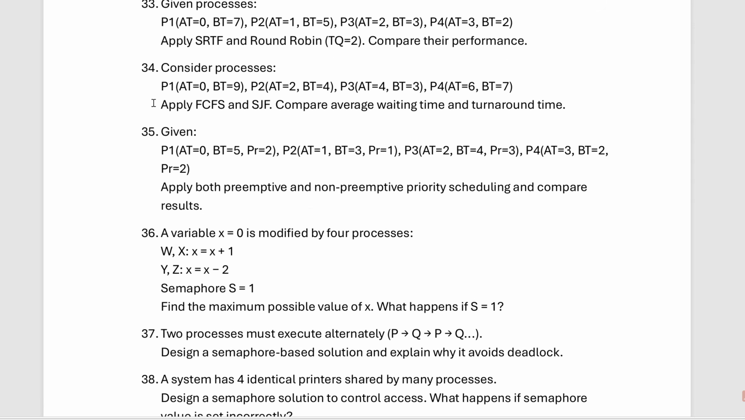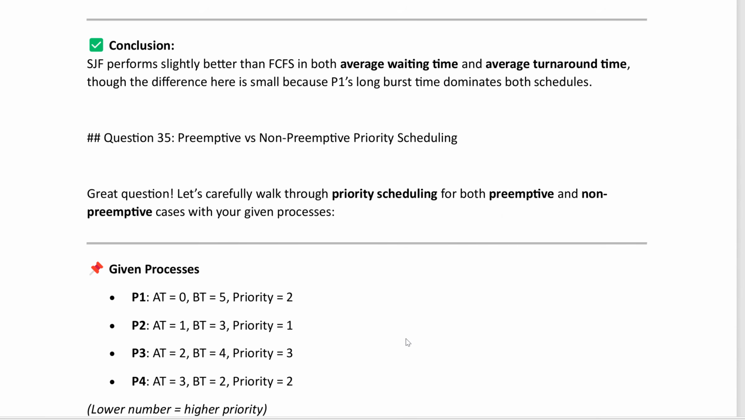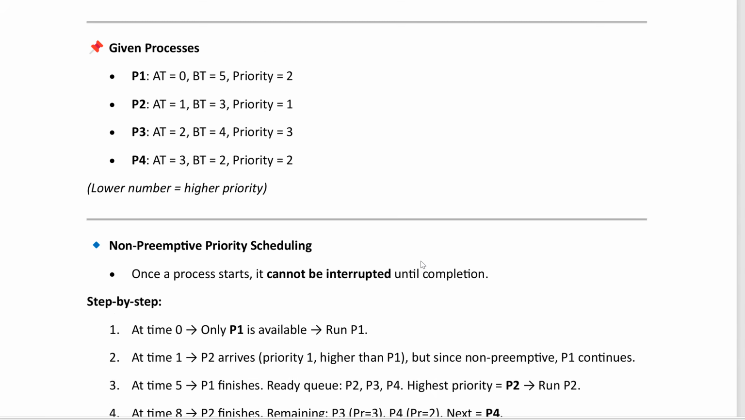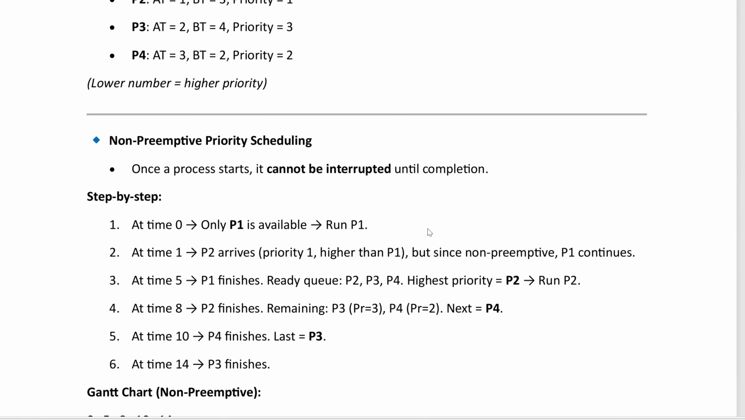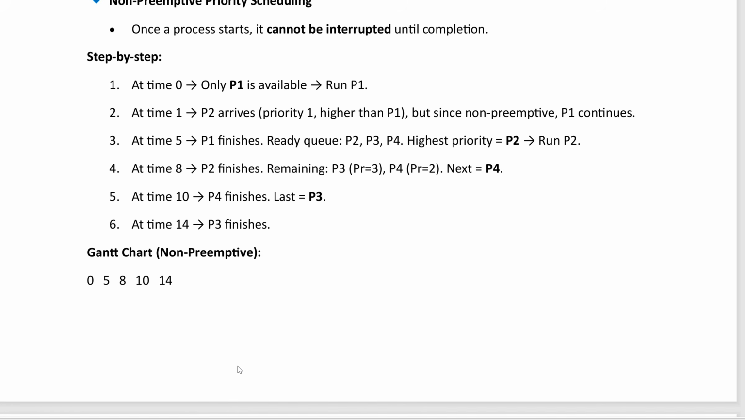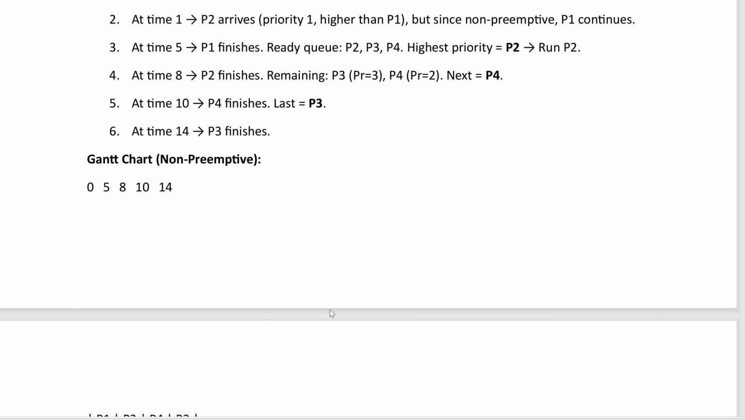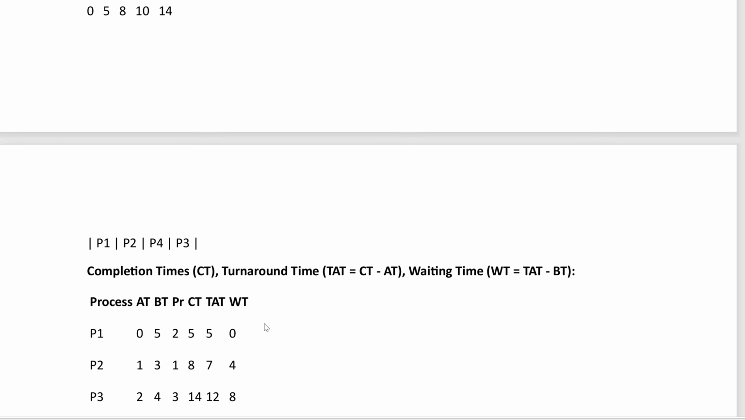Now, question number 35, where we have to apply the preemptive and non-preemptive priority scheduling. So you can see first the non-preemptive priority scheduling. These are the step-by-step executions. You can draw the Gantt chart, right? In non-preemptive. So this is the non-preemptive priority scheduling. You can draw the Gantt chart.